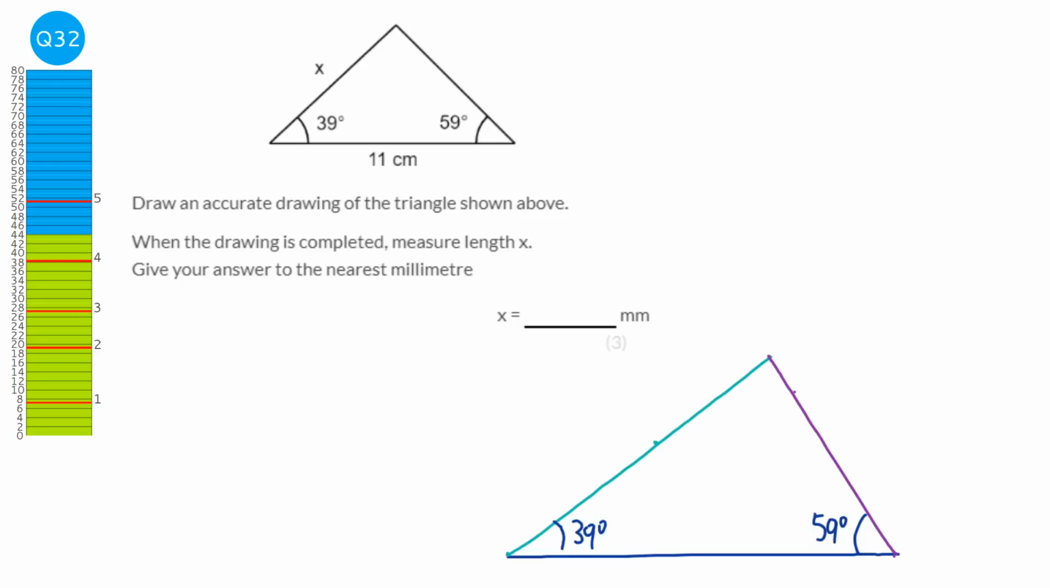So I'm going to get my ruler out and I'm going to measure this length here, this one here. And it is about 95 millimeters. So the answer for me is 95 millimeters. Now there is some level of precision. You're not going to get necessarily exactly 95 millimeters.